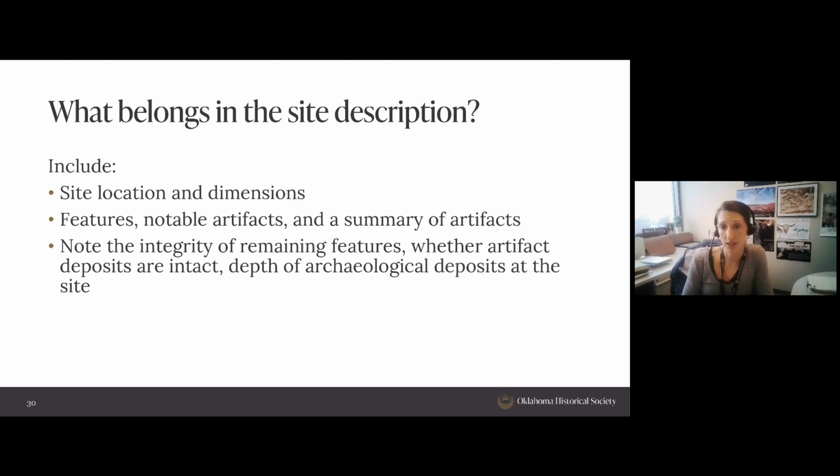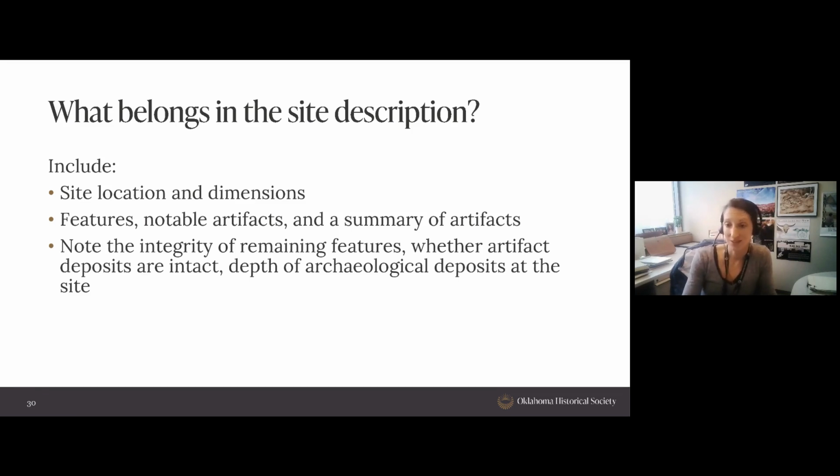What belongs in the site description? Well, please include the location and dimensions, features, notable artifacts, summarize the artifacts, and note the integrity of the remaining features, whether artifact deposits are intact, what the depth of archaeological deposits is, etc. Basically, your site description should cover the site form. I would like to be able to read the site description and know what's going on at the site. You should be able to take that content by itself and have a good understanding.